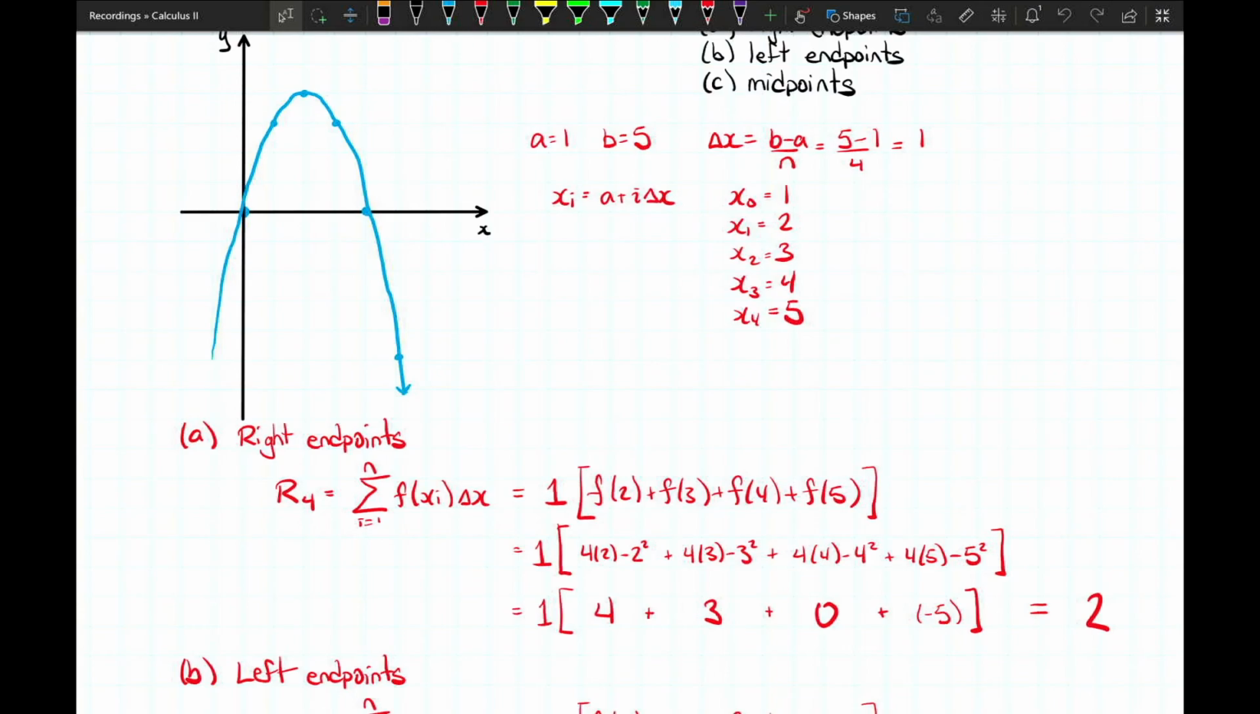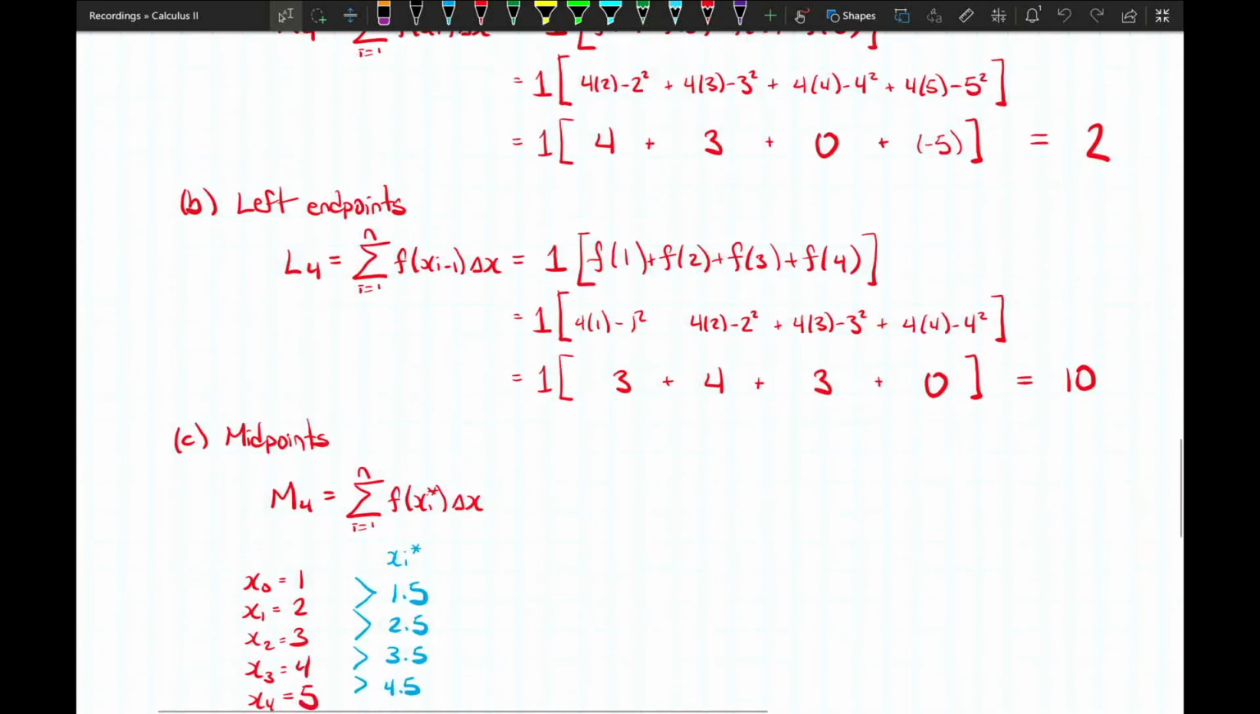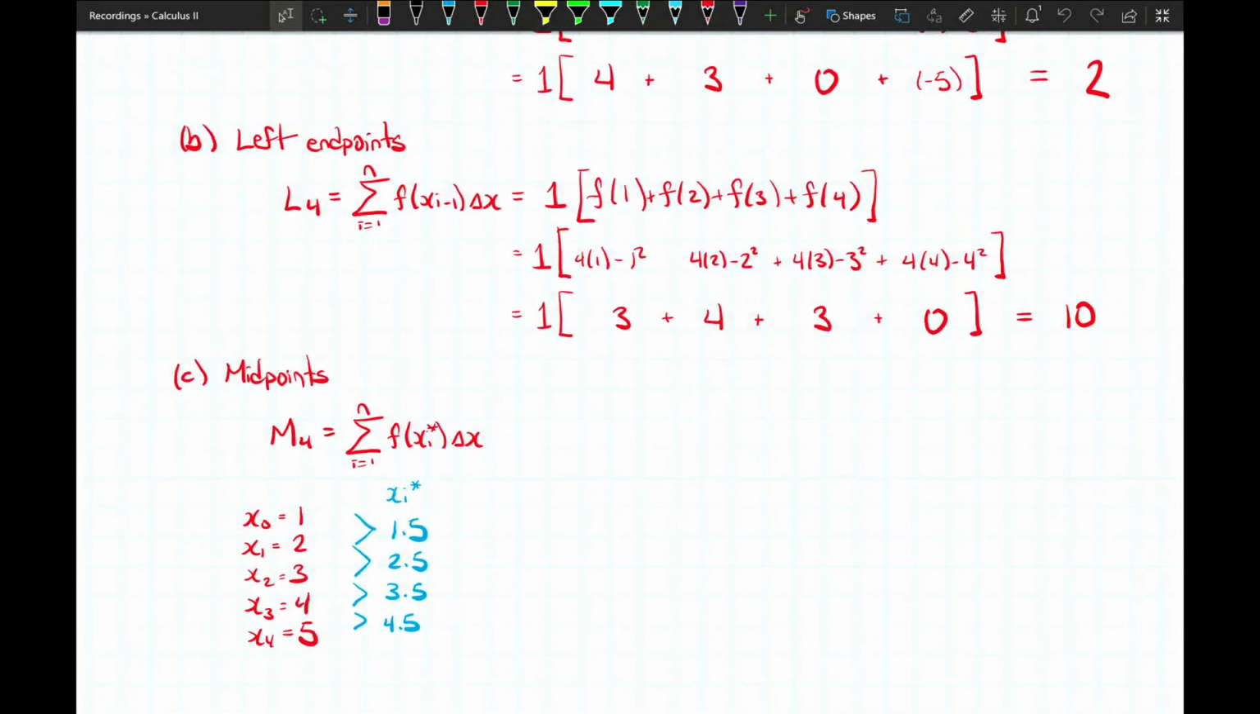Last but not least, let's try the midpoints. Now, for midpoints, we'll say M4 for midpoint with n equals 4. We're going to take these 5 different points, x0, x1, x2, x3, x4, and we're going to take the middlemost point as our xi star. So between 1 and 2, we have 1.5. Between 2 and 3, we have 2.5, and so on. And these are the values that we're going to plug into our function to find the heights.